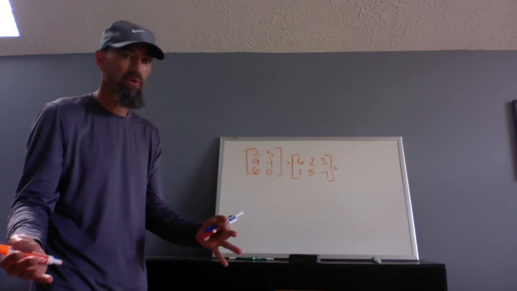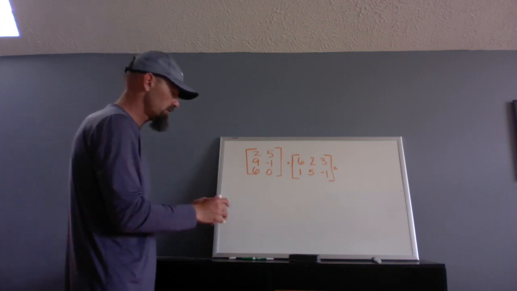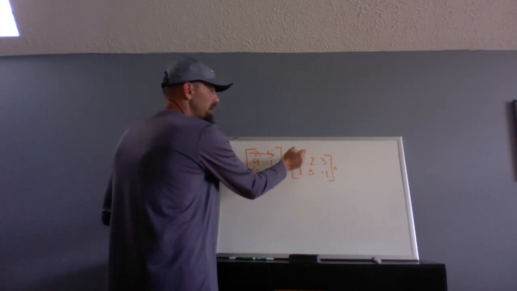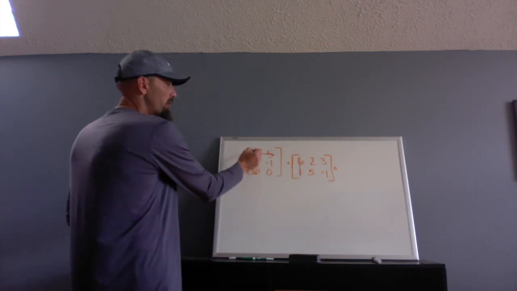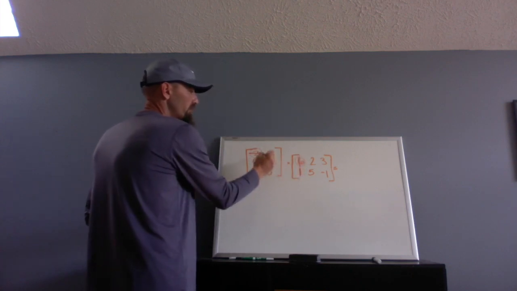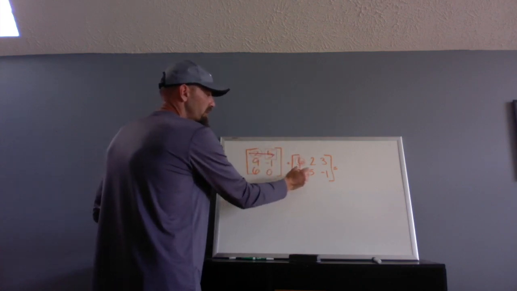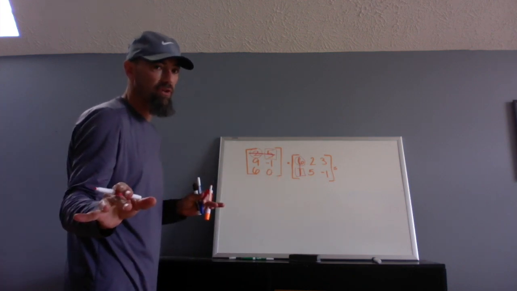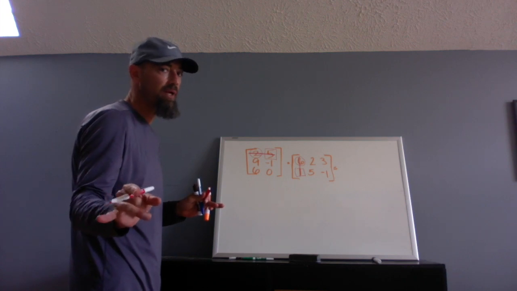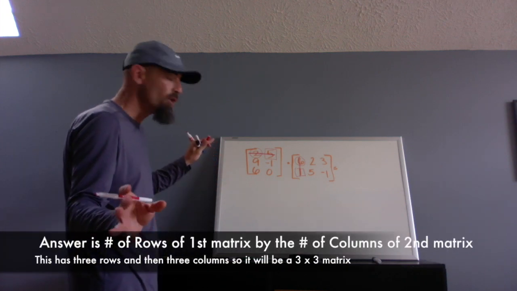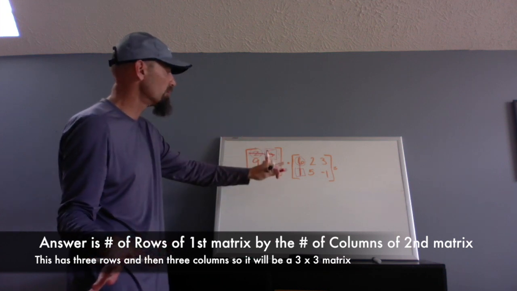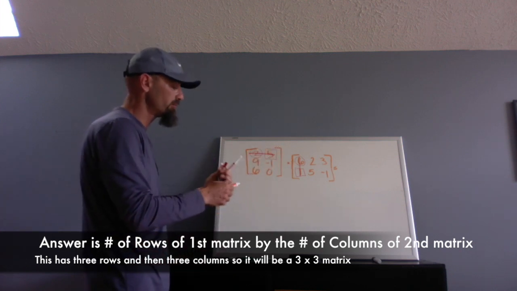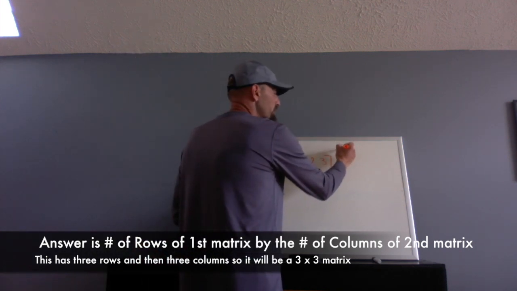Now, how do I actually do it? All right, well, we're going to match it up. The first row up top is going to get multiplied by the first column. So remember, I'm going to do the 2 times the 6 and then the 5 times the 1. All right? Now, let's ask ourselves what the answer is going to look like. Remember, the answer is going to be the rows by the columns. So my first one has 3 rows. My second one has 3 columns. My answer is going to be 3 by 3.